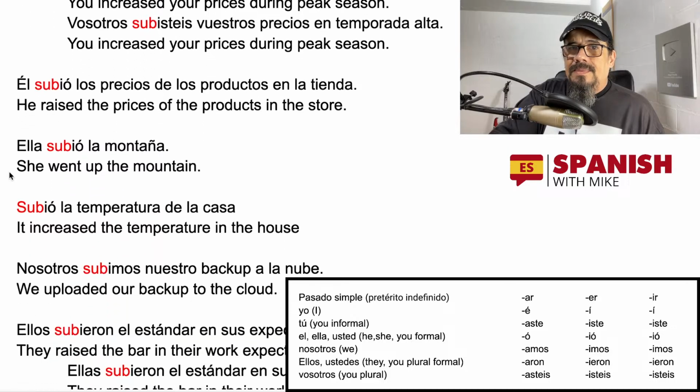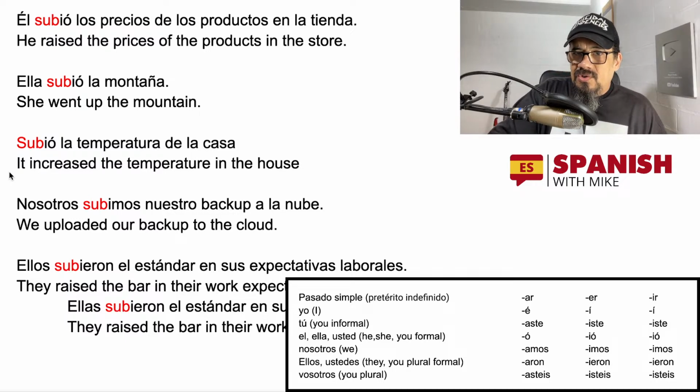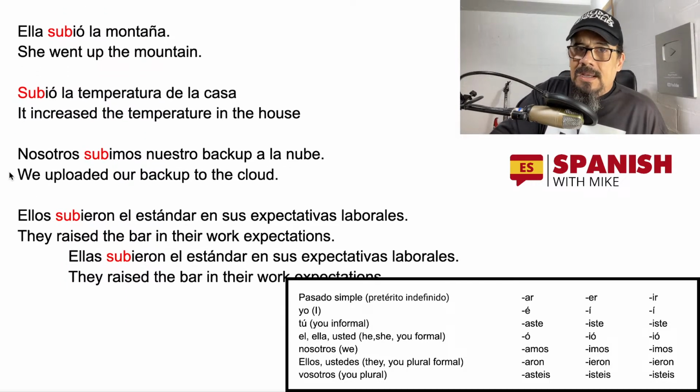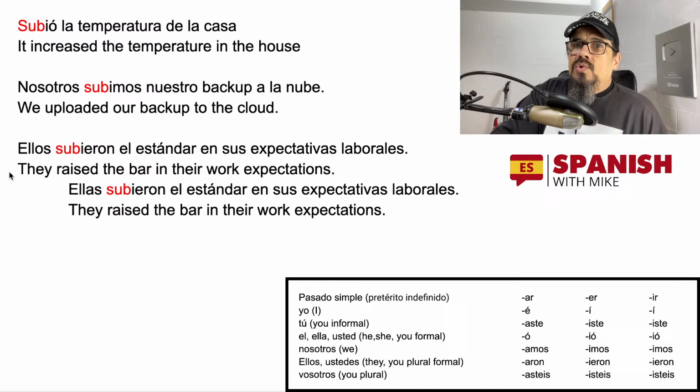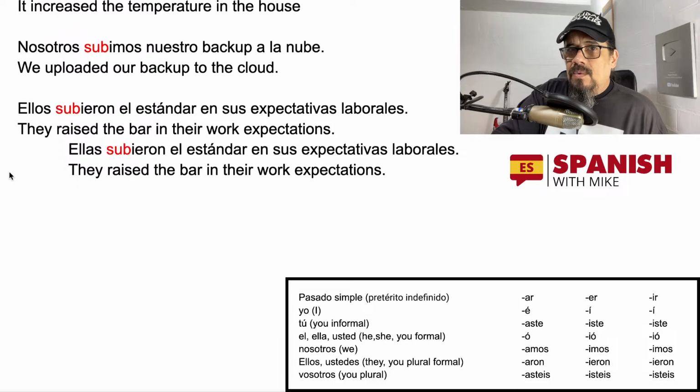Él subió los precios de los productos en la tienda. He raised the prices of the products in the store. Ella subió la montaña. She went up the mountain. We can also say she climbed the mountain. Subió la temperatura de la casa. It increased the temperature in the house.